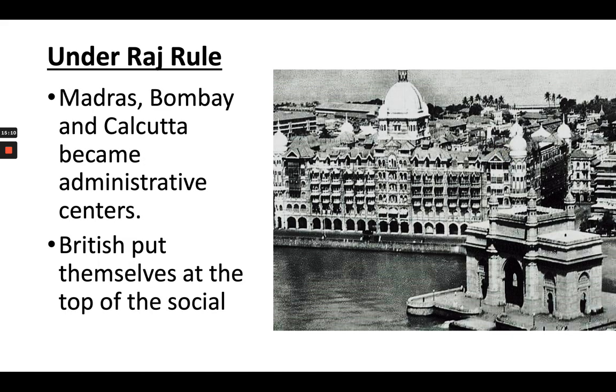So, under the Raj, under the British rule, the cities of Madras, Bombay, and Calcutta will really become administrative centers. India will become a major outlet for British overseas investments and manufactured goods, particularly cotton and other textiles. Brits will create new jobs and expand crop production, but the cheap cotton goods from British textile mills will destroy the handicraft textile industry, so the cottage industry.